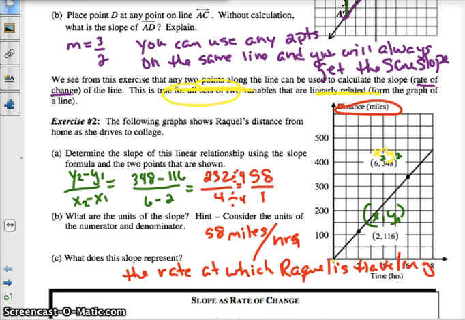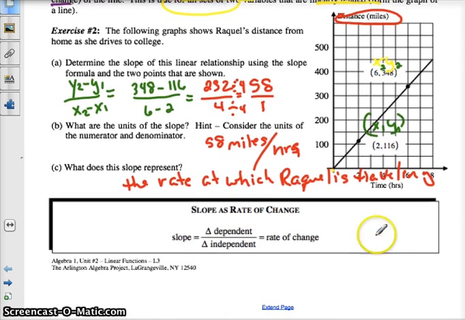All right, let's keep moving along here. So slope as rate of change. Well, it means the change in your dependent, which is just your y values, over the change in your independent, which is your x values, and that's that formula, y2 minus y1, the change in y over the change in x, which represents the rate of change.